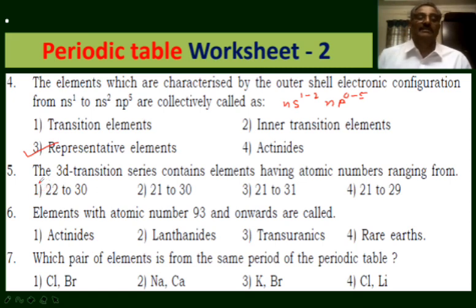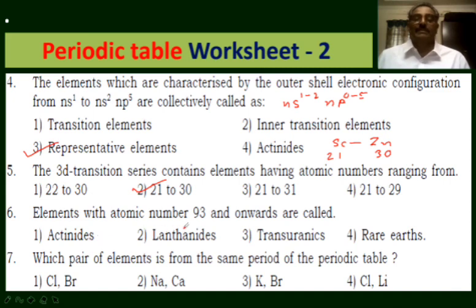Next, fifth question. The 3d transition series contains elements having atomic numbers ranging from dash. The 3d transition elements are the elements from scandium to zinc. These are the elements containing the atomic numbers from 21 to 30. So second option is the right option.